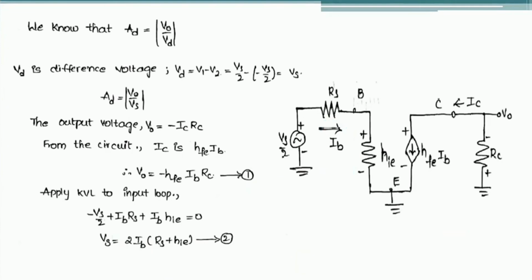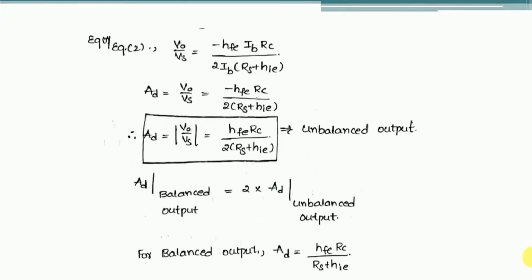Okay, so we have found the value of V naught and Vs. Simply divide equation 1 by equation 2. If you divide equation 1 by equation 2, we obtain V naught by Vs as minus HFE IB into RC by 2 IB into Rs plus HIE. IB gets cancelled. So V naught by Vs is minus HFE into RC by 2 into Rs plus HIE.